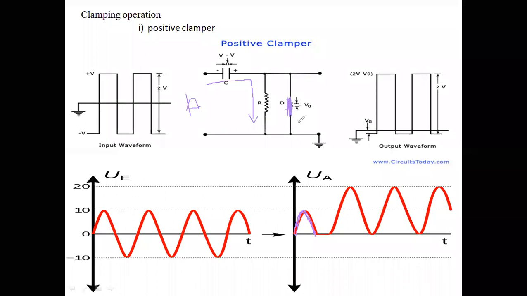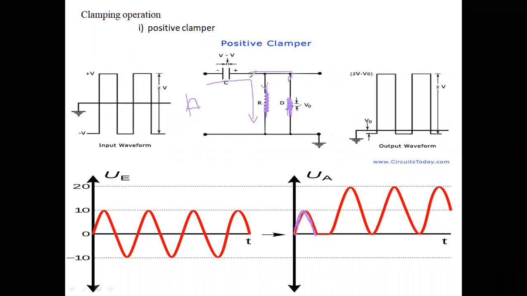Once the diode is short circuited, what happens? There is no use of this resistor, because in parallel it is short circuited, and the entire current flows through this branch only. There is no current in this branch. Therefore, I am taking this as an ideal diode, so forward resistance is 0. The resistance value is 0 in this branch, therefore we can remove this resistance.